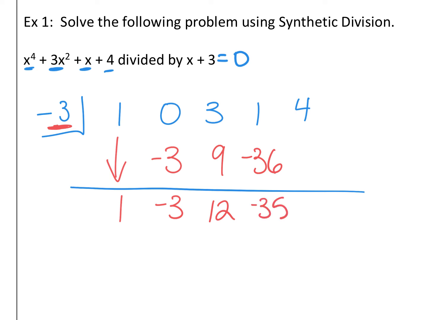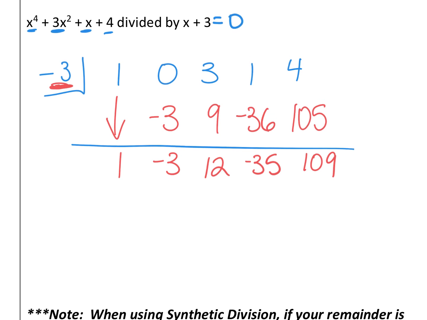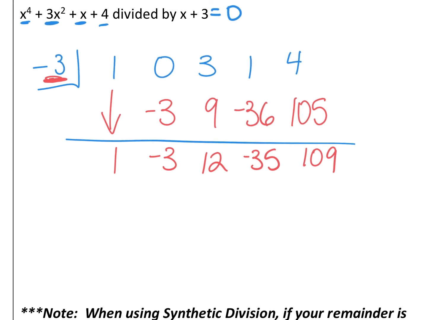Okay, take him to the ledge. -35 times -3. Probably can't do that in your head. 105. And add them up. 105 plus 104, or 4 plus 105. 109. Okay. Big one. What is that 109? Which needs to be over x plus 3, which was my divisor. Good.